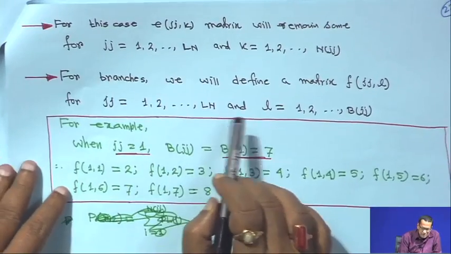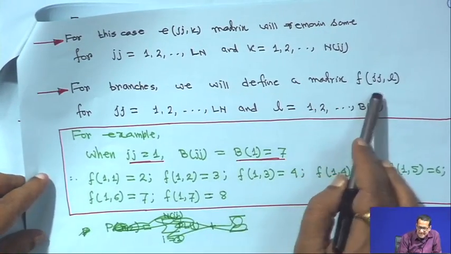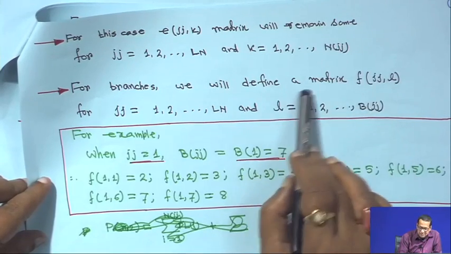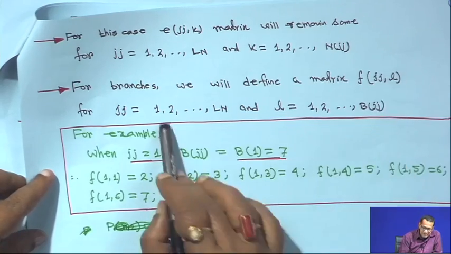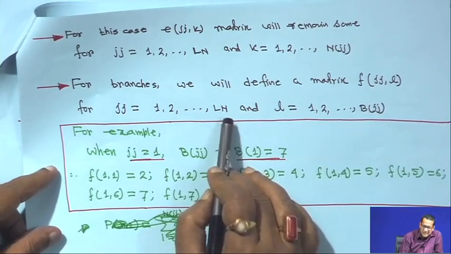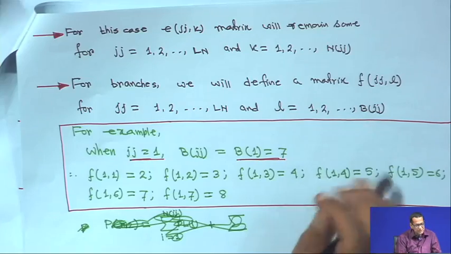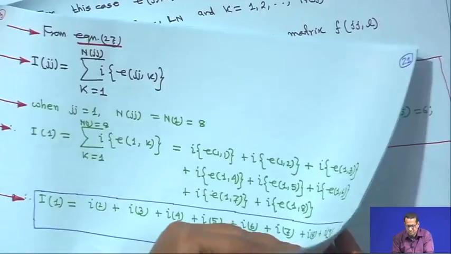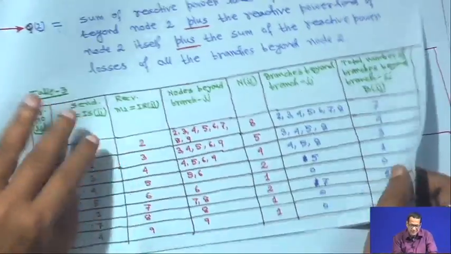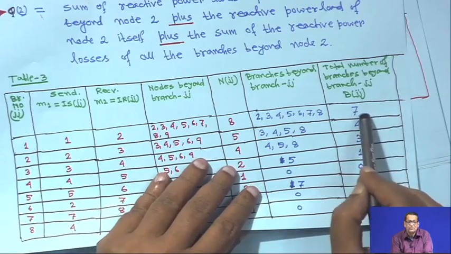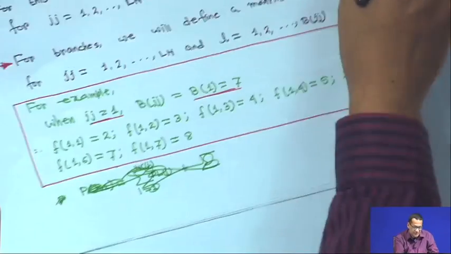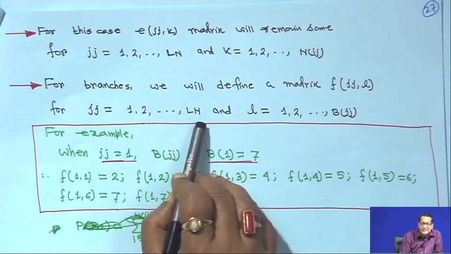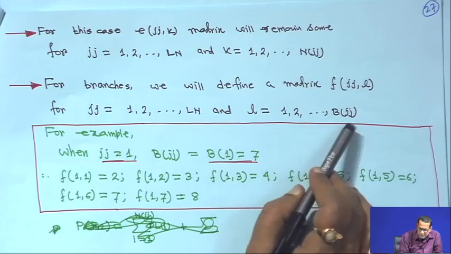Now, for branches we will define a matrix, say F_JJL. The previous one was your E_JJK, and this one is the matrix F_JJL, for JJ equal to 1, 2, up to the branch number Ln, and L equal to 1, 2, up to B_JJ. This data you have to feed to the computer, this B_JJ. You have to make it in tabular form. Therefore, for the matrix F_JJL, JJ is equal to 1 to Ln, and L is equal to 1, 2, up to B_JJ.